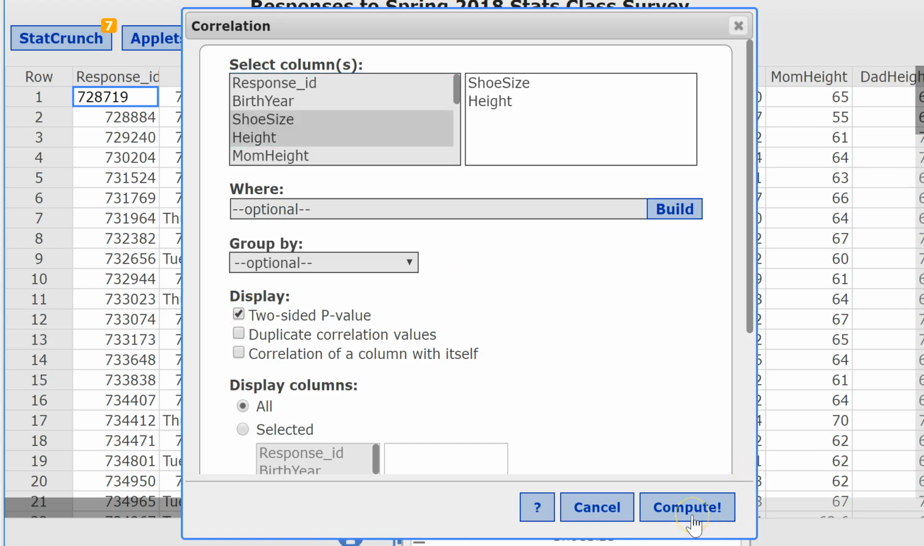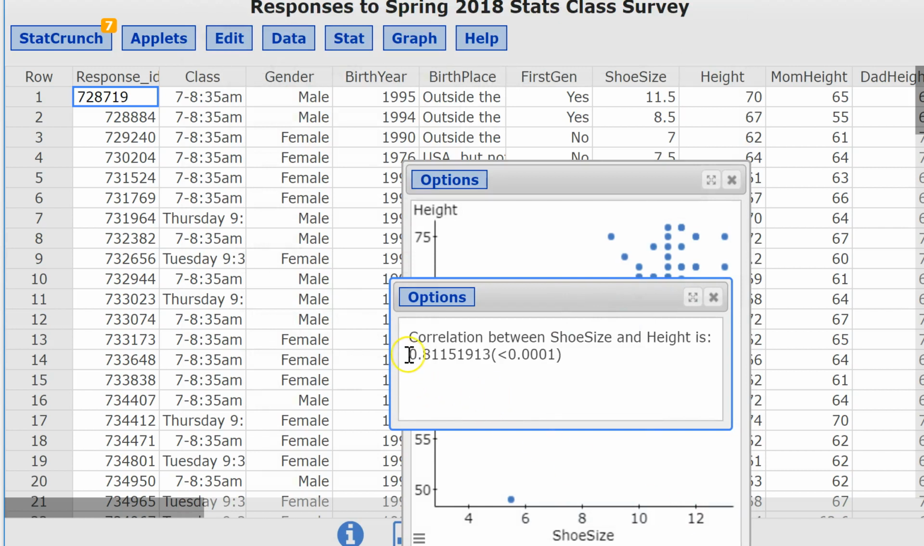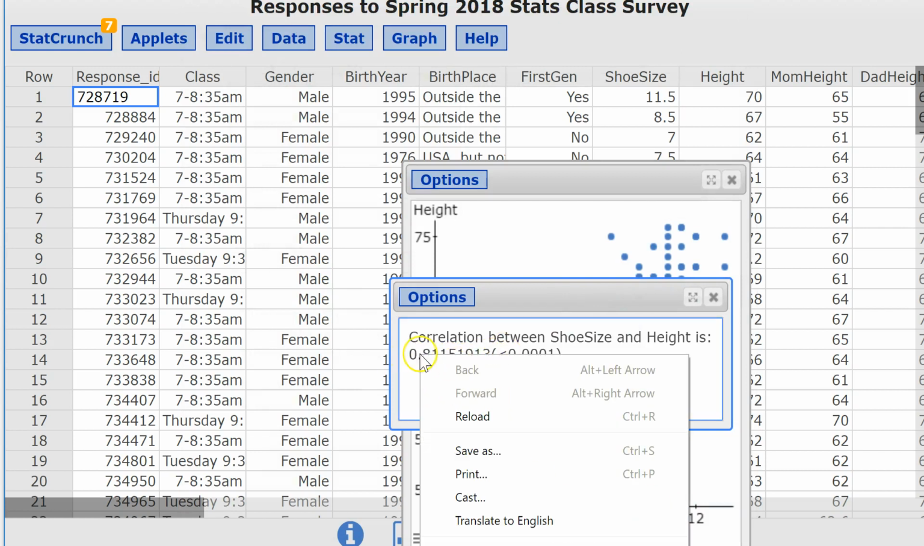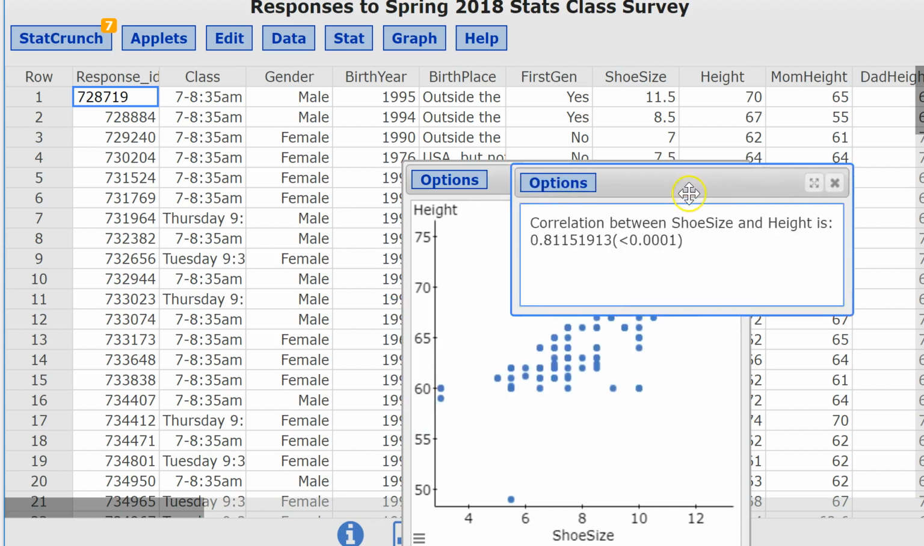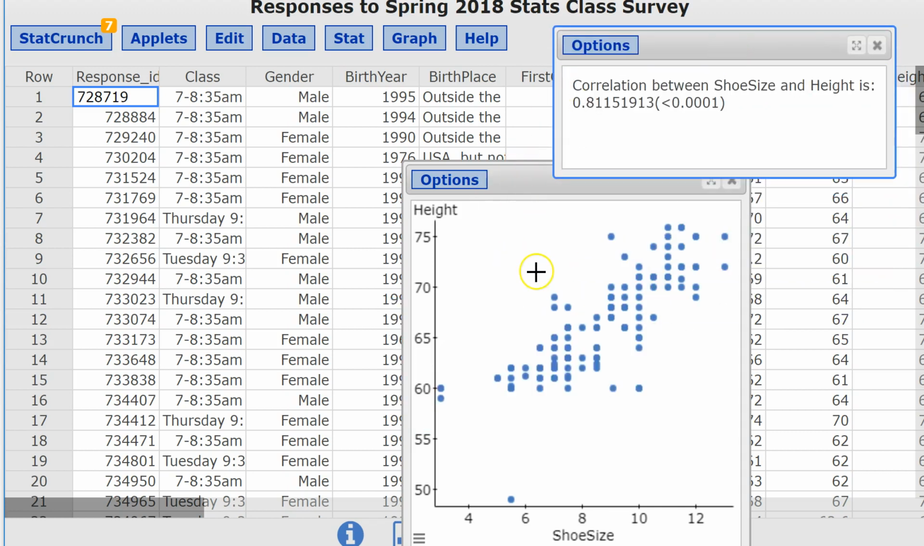So if we do that and press compute, we have the correlation, which says that there's a strong positive linear relationship, and then we also have a p-value saying this is not 0. This is statistically significant. There is enough evidence to say there is a strong positive linear relationship between these two variables.